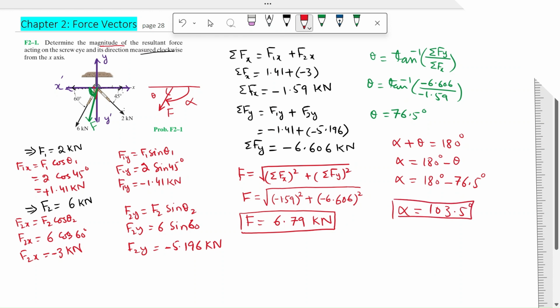So the answer to this question is that the magnitude of the resultant force is 6.79 kilonewton, and the direction measured clockwise from the x-axis to the resultant force is 103.5 degrees.